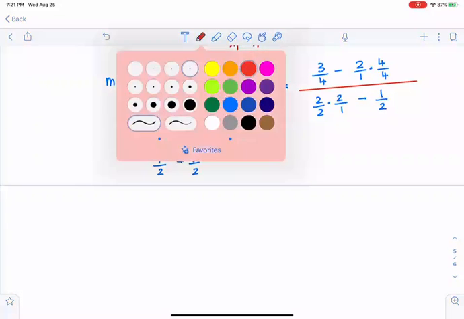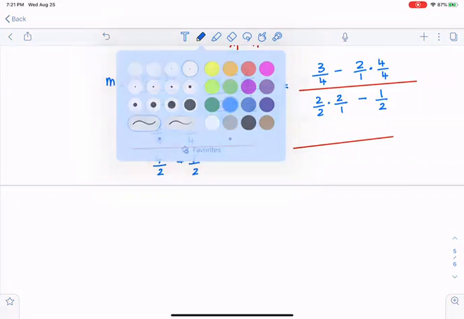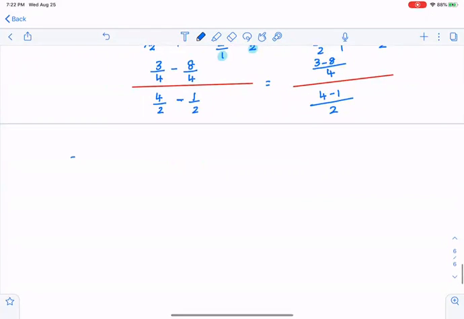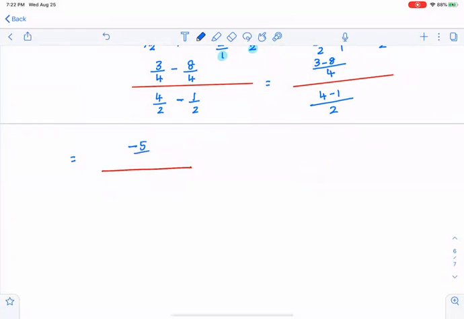We have a common denominator. If we have a common denominator, we can simply combine the numerators. So the 4 that's in common, and I combine the numerators, 3 minus 8. The common denominator 2, I combine the numerators, 4 minus 1. So now I will have negative 5 over 4 divided by 4 minus 1, which is 3 over 2.